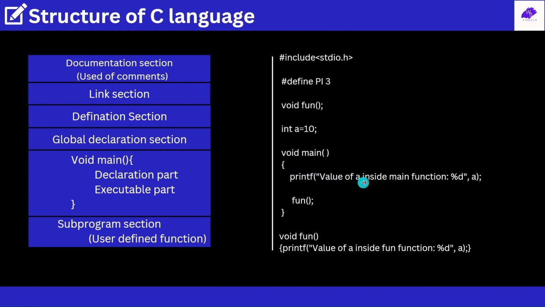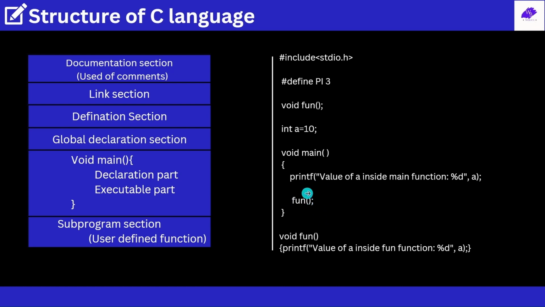That is, the value of a inside the main function is printed, and it contains the format specifier percentage d, which indicates a is an integer, and the value of a will be printed here in place of percentage d. So at the output the result will be like: value of a inside a main function is, that is 10. So here 10 will be included, and next the function will be executed.